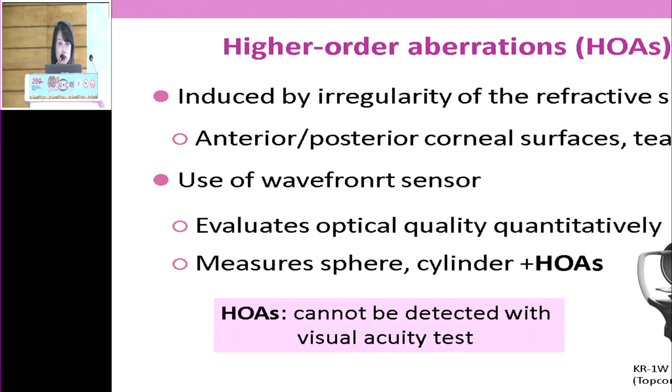Aberration includes lower order components and higher order components. Standard visual acuity measurement can measure low order components such as sphere or cylinder. However, it cannot measure higher order components. But with the use of a wavefront sensor, it can measure sphere and cylinder and higher order aberrations.